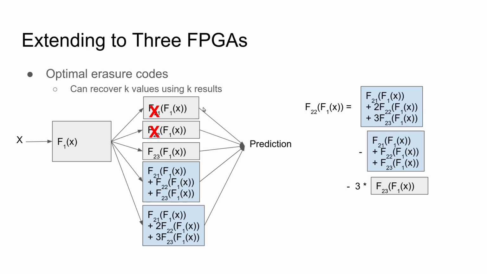This uses a concept from coding theory called optimal erasure codes. This basically says that we can recover k values using k results. In this case, the k values are the results of these first 3 computations, and the k values that we have are the result of this computation here, plus our 2 encoding values.